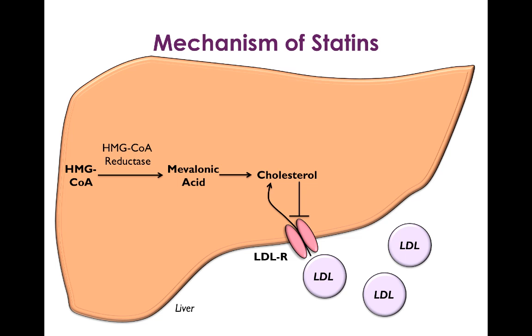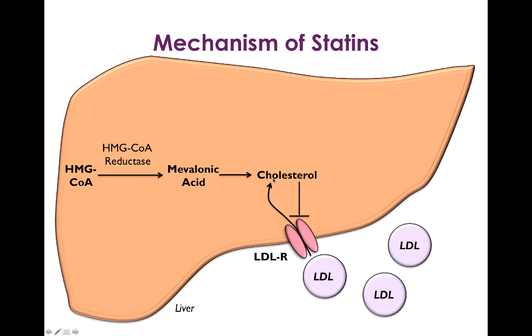So we'll go through the mechanisms of these different drugs here, and the most important mechanism to know is how a statin works. The way a statin works is by interfering with HMG-CoA reductase, and we'll get to that in a second. HMG-CoA reductase is the rate-limiting step of cholesterol biosynthesis in the liver. It's the committed step. Once you convert HMG-CoA to mevalonic acid, you're going to make cholesterol.